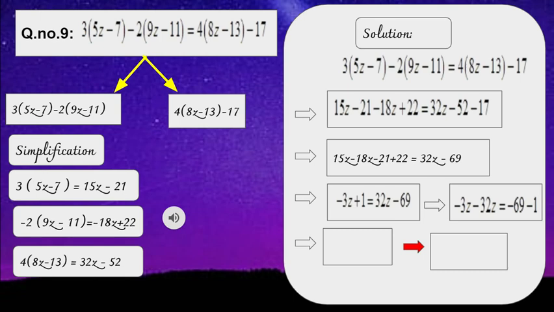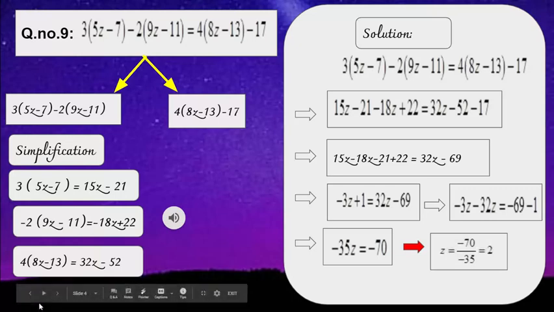So adding together 3z and 32z, we will get minus 35z. Same way, 69 and 1 gives minus 70. On both sides we have the minus sign, so we can cut the sign together. So 35z is equal to 70. So z is equal to 70 upon 35, which is equal to 2. Therefore, the value of z is 2.